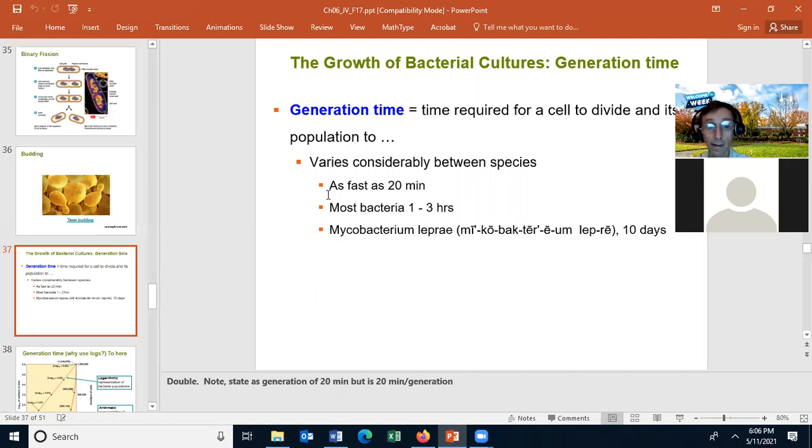Now, when we state the generation time is 20 minutes, it's understood that we are saying the generation time is 20 minutes per generation. Everybody got that? So when we're talking about a generation time, it's the time it takes for the generation to double, or the time it takes for one cell to double into 2 cells. And it's understood that that unit of time is per generation.